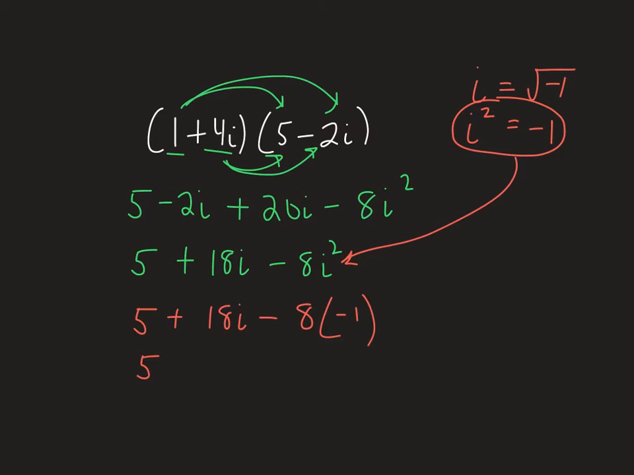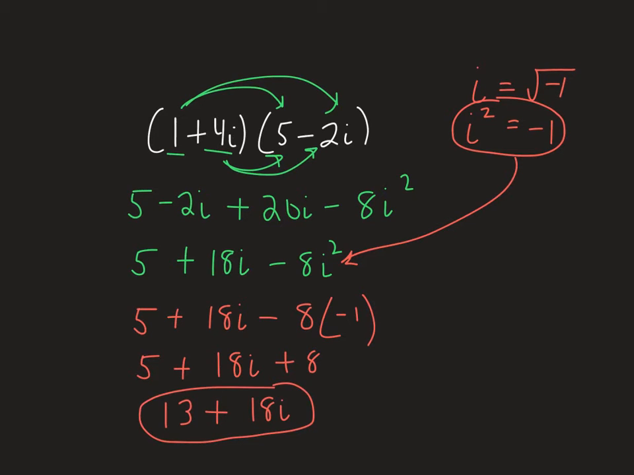And really what's going to happen then is the original minus 8i squared becomes minus 8 times negative 1, which just becomes plus 8. And now we can combine the 5 and the 8 to get 13 plus 18i. There's your final answer. So always replace i squared with negative 1 when you're simplifying these things.